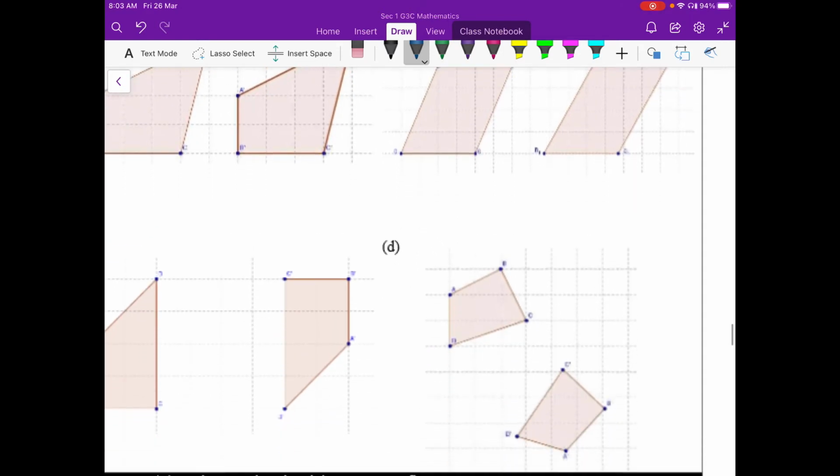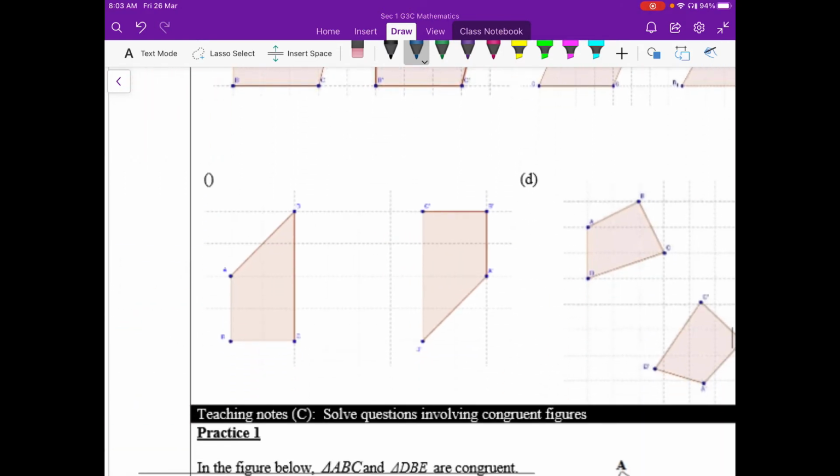Okay, part C. Are they congruent? Same shape, same size? Yes. What is the transformation over here? Is it a mirror image? No. Is it a translation? No. Then it has to be the other one, right? What is that called? Rotation.